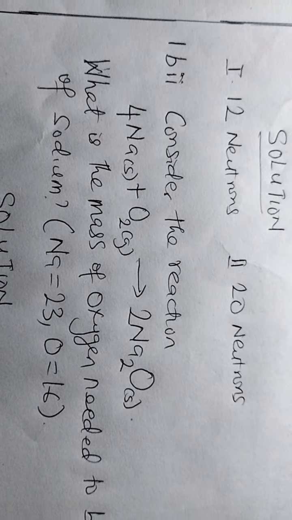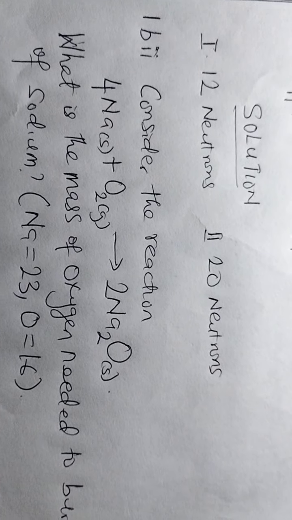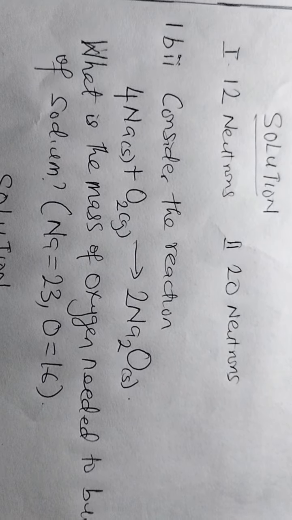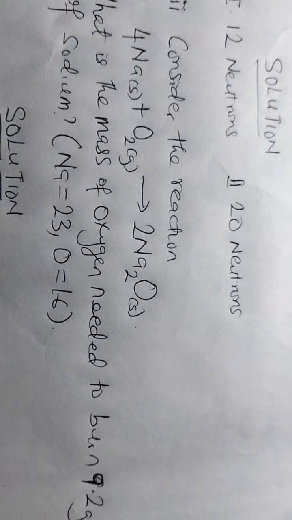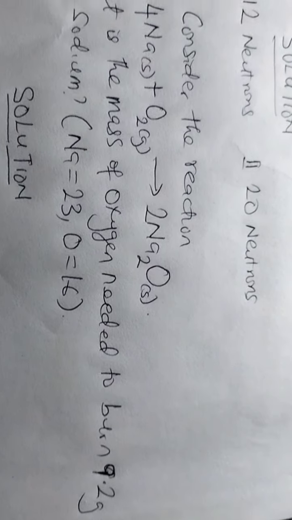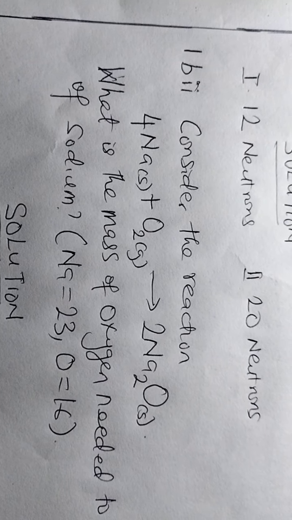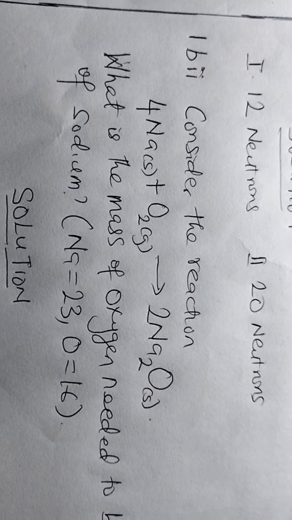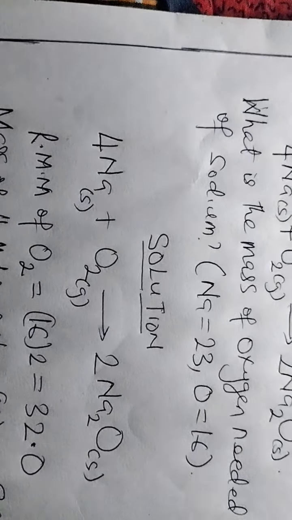1BII says, consider the reaction. 4 moles of sodium plus 1 molecule of oxygen giving us 2 moles of sodium oxide. We are asked, what is the mass of oxygen needed to burn 9.2 grams of sodium? In bracket, we have the atomic mass of sodium and oxygen given to us as 23 and 16 respectively. Going to the solution, have the equation written again.